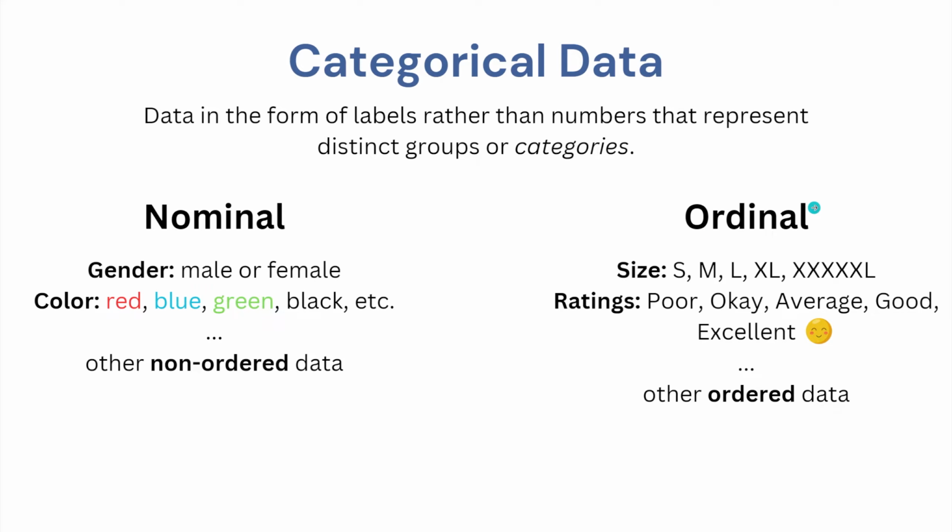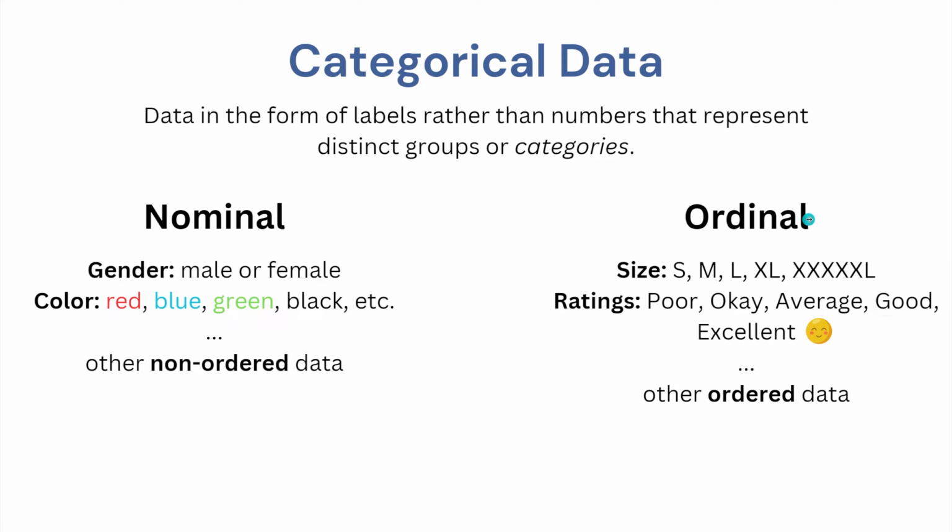There's nominal and ordinal. Nominal data is when there's no order. For example, gender is just male or female. A male is not above a female, or a female is not above a male. There's no order in these two options. Same thing for color: you have red, blue, green, and black. It doesn't really make sense for black to be better than green or green to be better than red. They're just different options that you can choose from. So any type of categorical data that is not ordered in any way is nominal.